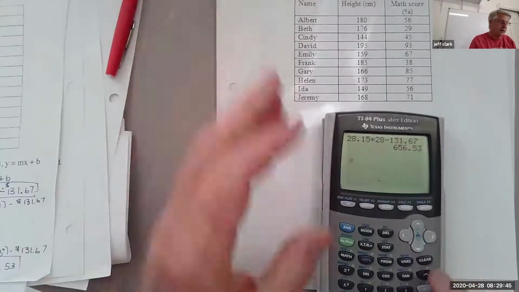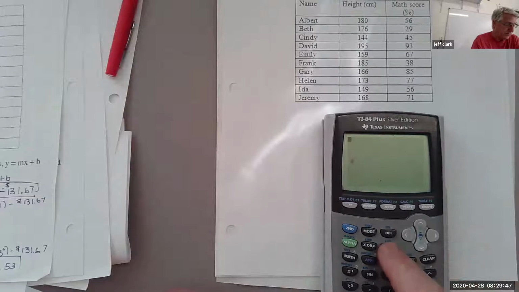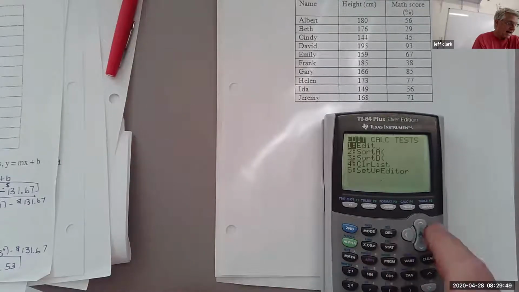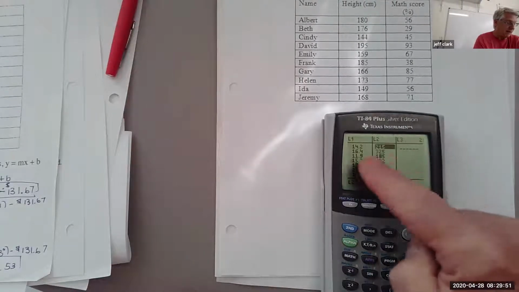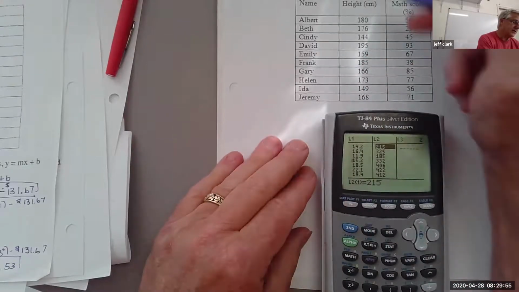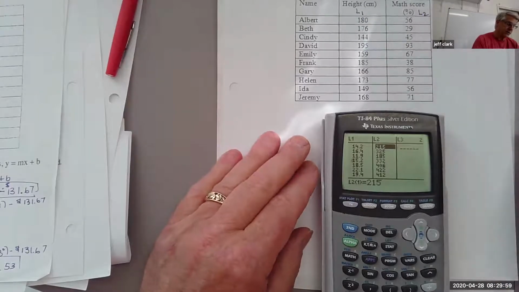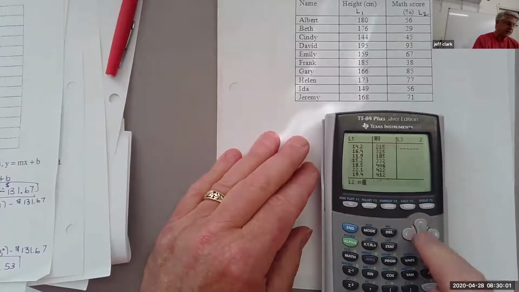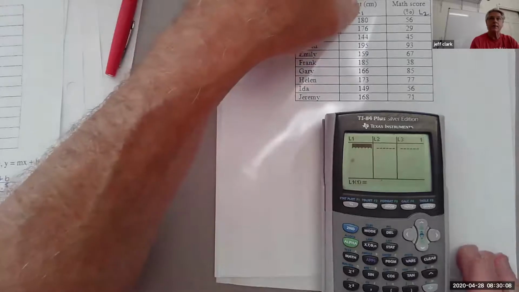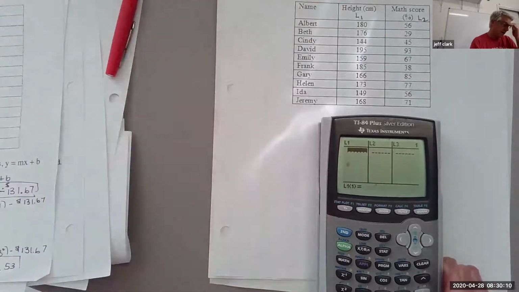So to put in the values, we have to go back to stat and edit. And we're going to put in, this is my X and this is my Y. This is my list 1 and this is list 2. So I'll get rid of all the stuff in the list by clearing it all out. And now I'm going to put in all the values in list 1.